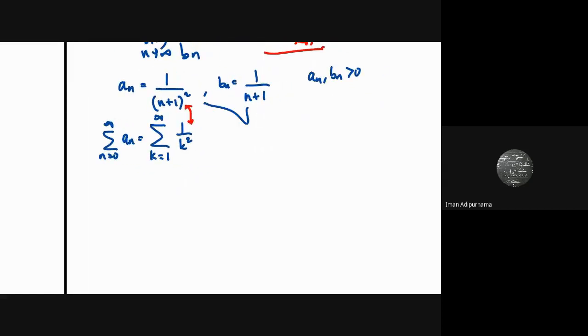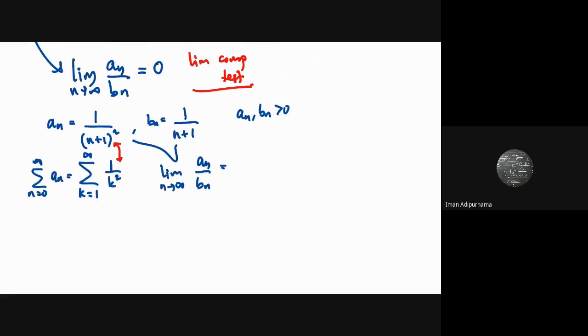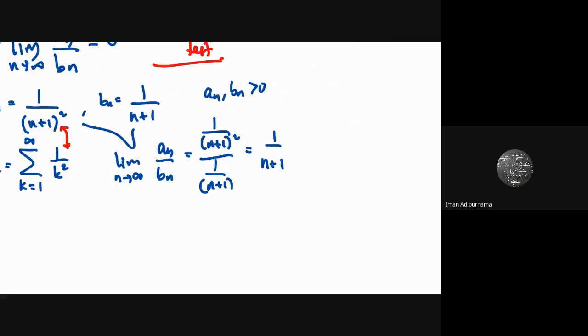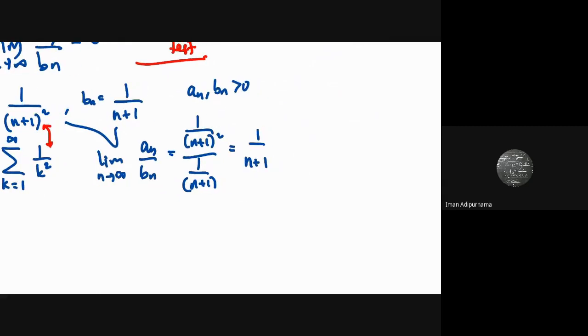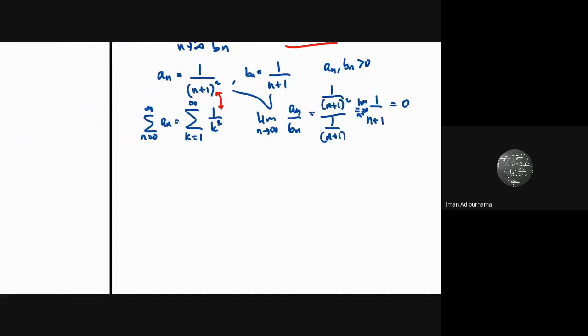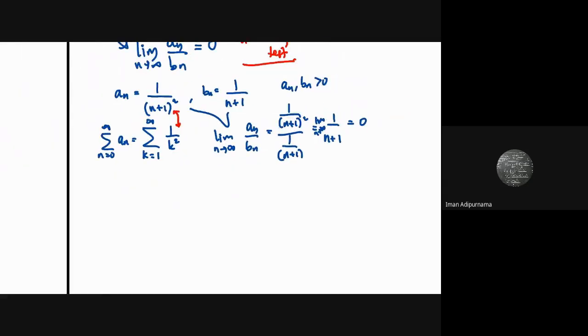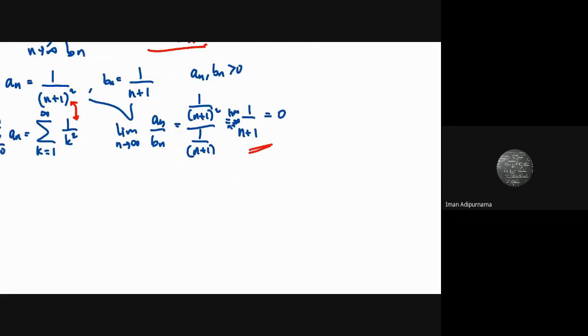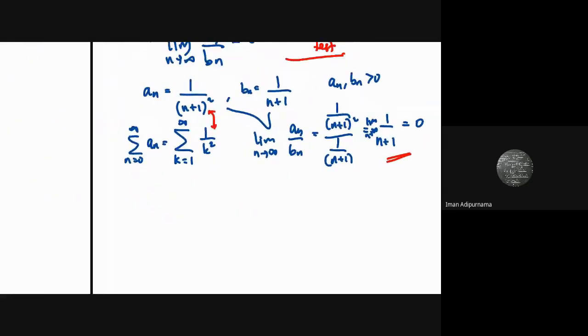So from here, we can set up the limit comparison test, which is going to be 1 over n plus 1. And this will be 0, right? This is our limit at infinity, okay? But from here alone, we cannot make a conclusion, because we need to make sure what is AN and what is BN.